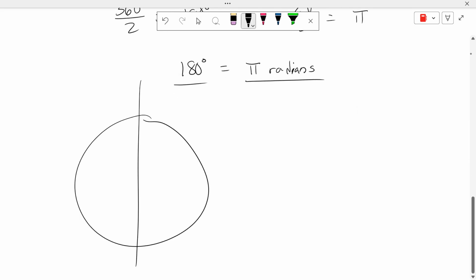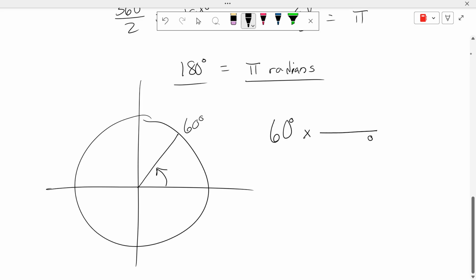So the other day we were dealing with our circle, and we had like a 60-degree angle. If we want to convert that instead of degree measure to radian measure, how many radians is this 60-degree angle? How far is it in radians? Well, we have to do a unit conversion. We start out with what our angle is. And then to get rid of it, we're going to multiply by the number of radians and divide by the number of degrees.